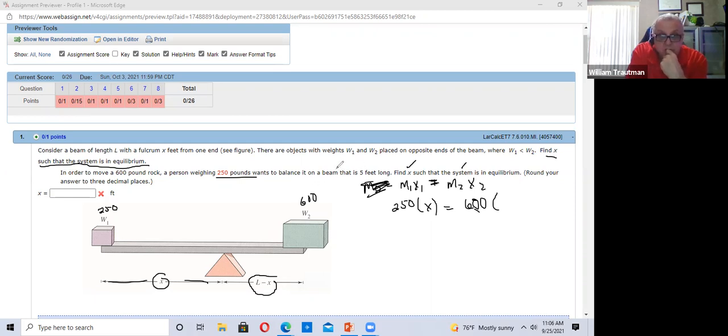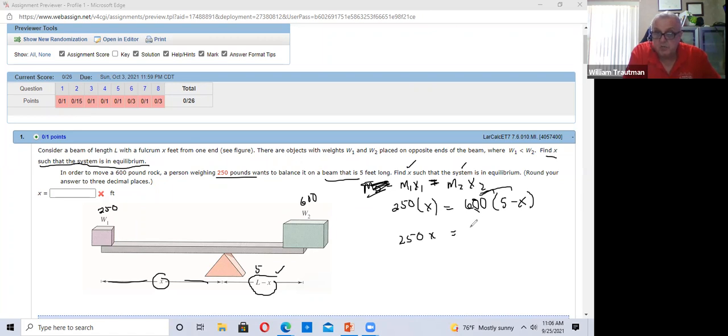If you look, it says the entire beam is 5 foot long. That's the length that's L. So it's 5 minus X. So this whole thing is 5, this is 5 minus X, and this is X. So then we just distribute and set them equal to each other.